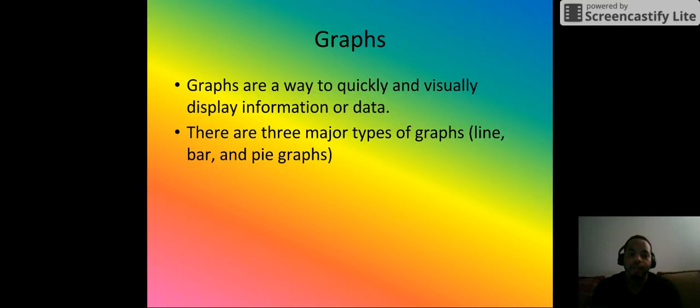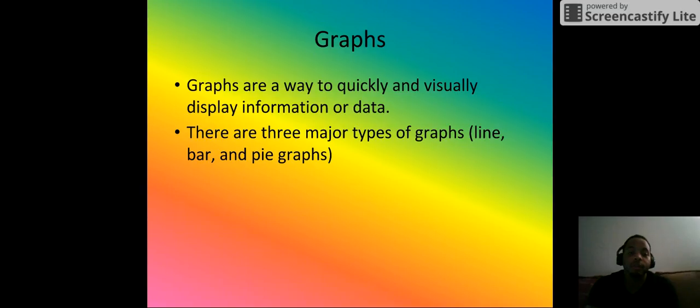And secondly, there are three major types of graphs: line, bar, and pie. Now today we'll only be working with line and bar graphs. Later on, maybe we'll have some time to work on pie graphs, but today's main objective comes from line and bar graphs. You can hit pause on your mouse right now. I'll just go to the middle of the screen and click down, and you'll see where you can stop the video immediately where it's at.